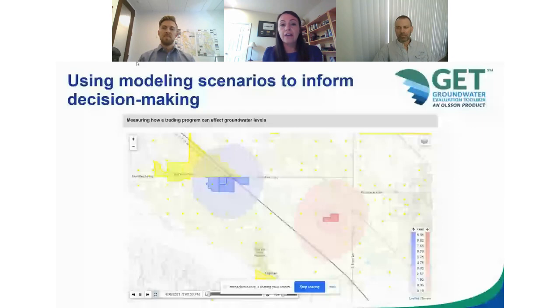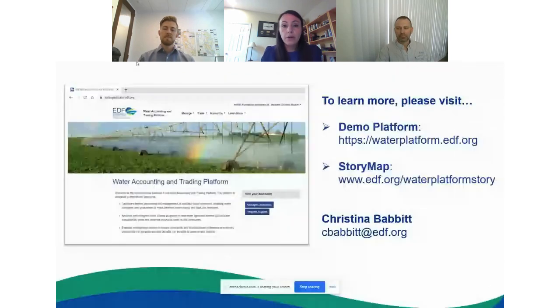Another scenario that we have is looking at different recharge basins and where you might want to put excess water if you then have it. And so these types of scenarios really will help you inform management rules for different trading programs or other programs that you implement, but will allow you to evaluate actions and activity through time. And so with that, this is my last slide.